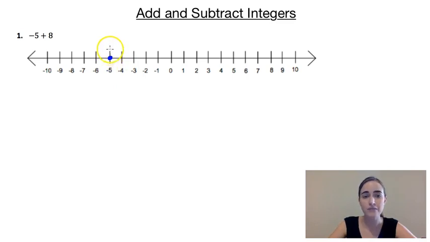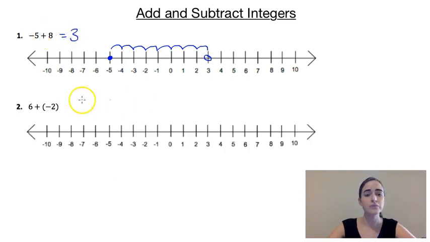So if we move 8 places, we'd move 1, 2, 3, 4, 5, 6, 7, 8. And you can draw in your little jumps if that helps you count them. And that tells us that we're going to end up at 3. So -5 plus 8 is equal to 3.